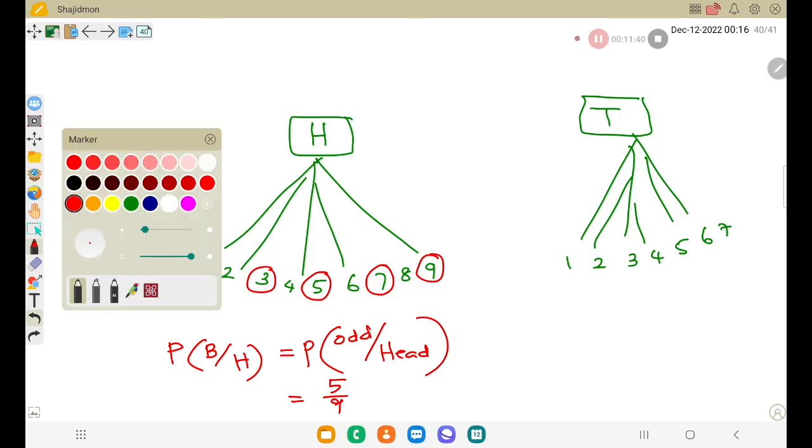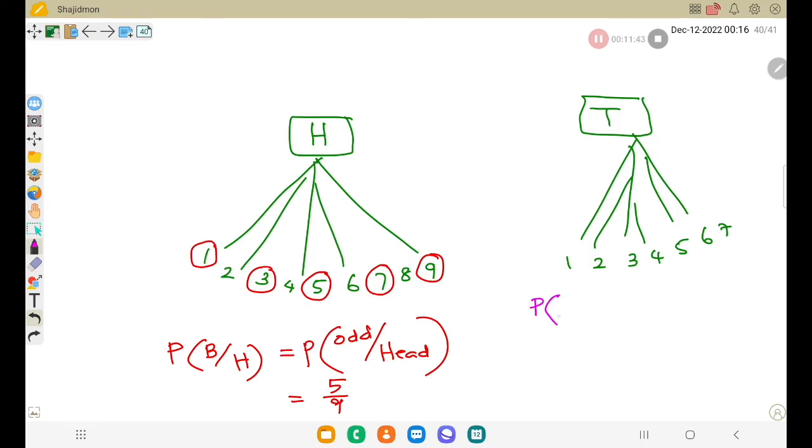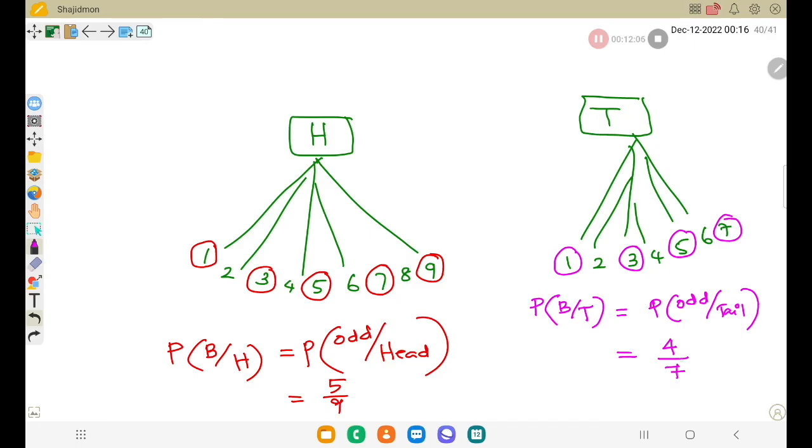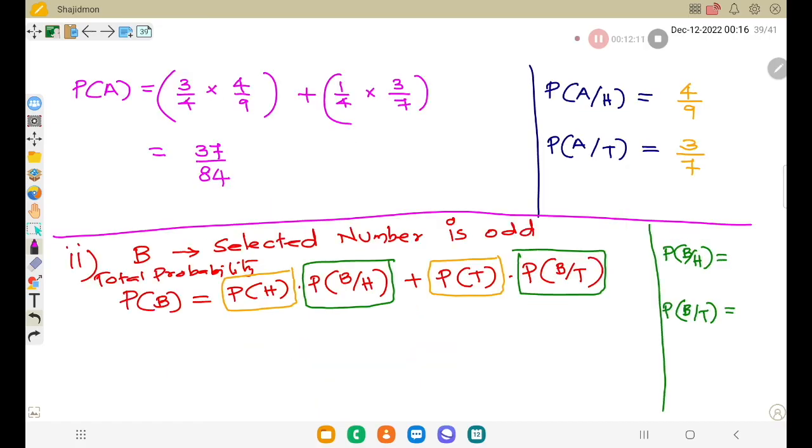Now in the same way, what is the probability of B when tail occurs, tail is given, correct? Tail has occurred. B means an odd number, that means the probability of an odd number when tail occurs. So how many odd numbers are there when tail occurs? 1, 3, 5, 7, that means 4 numbers, divided by how many total numbers? 7 numbers, 4 divided by 7. So we got these two numbers: B given H is 5 by 9, B given T is 4 by 7.